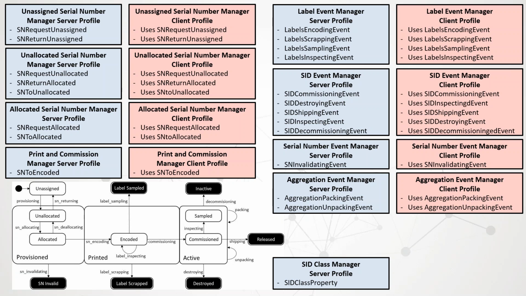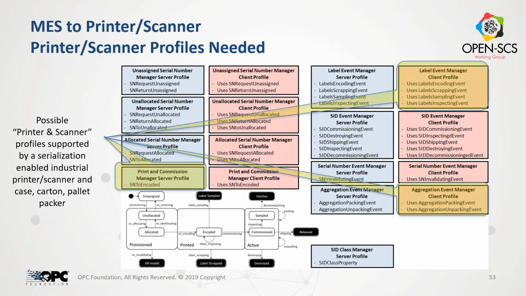So to show you a little bit about how that might be partitioned out, let's say an MES to a printer scanner. Okay, that's what it is. So the MES system is going to talk to a printer and a scanner, and the printer and scanner profiles need to say, okay, I am a printer, and therefore I will receive the encoded messages. I will receive a set of serial numbers that are supposed to be encoded, okay?